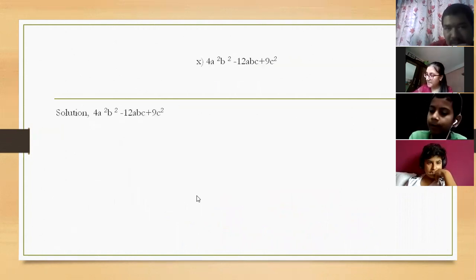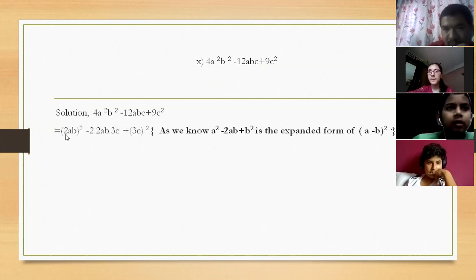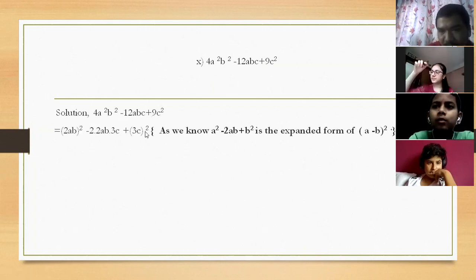Look here, children. This is number 10. How do we convert this into A square? Prajwal, can you tell how to change into A square? Sir, this is 2AB whole square, because 2 square means 4. And how to change into B square? B square means 3C whole square. And in the middle we have to write 2AB.